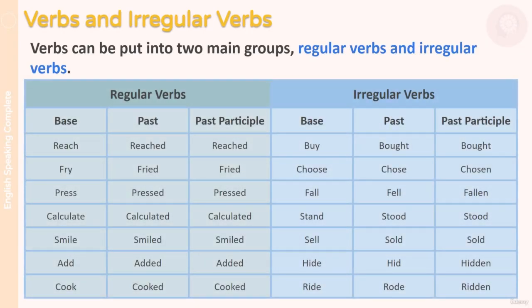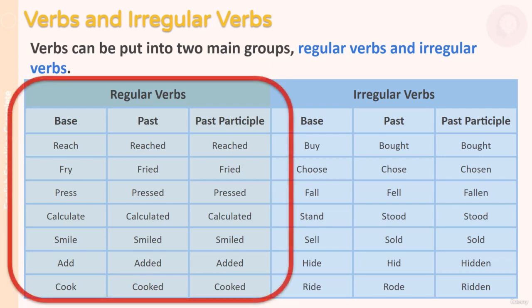Let's take a look at this table here. So this is, of course, a short table of verbs. We have on the left-hand side regular verbs, on the right-hand side irregular verbs, and they're pretty common verbs. However, of course, this really isn't everything, but it's just used to emphasize the difference. So we can see here our regular verbs. Simply put, in the past and the past participle forms, we add either a D, an ED, or an IED.